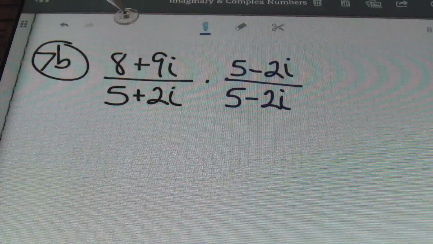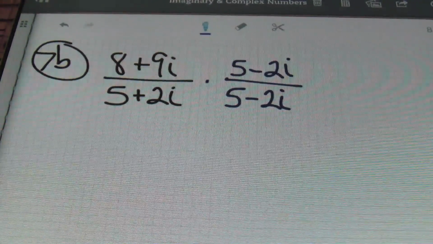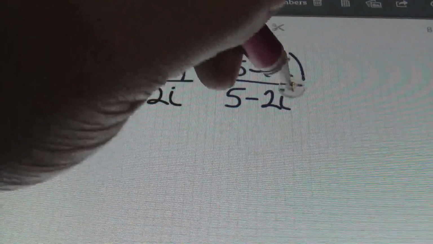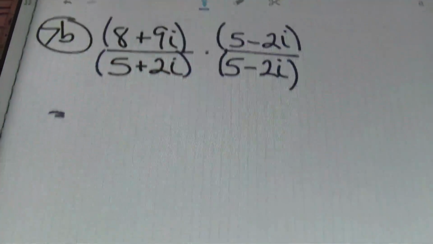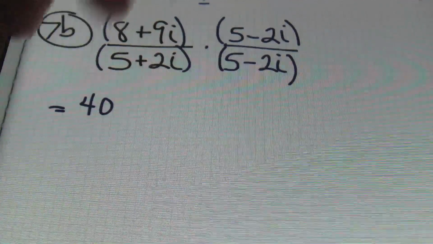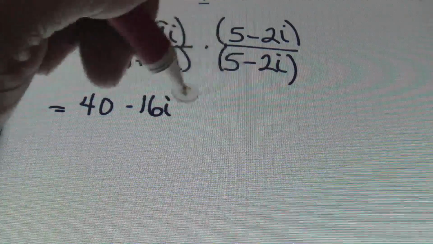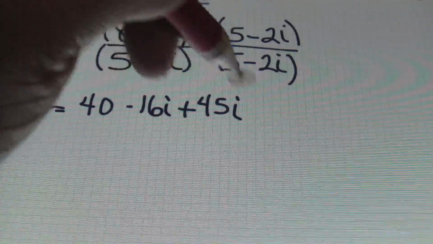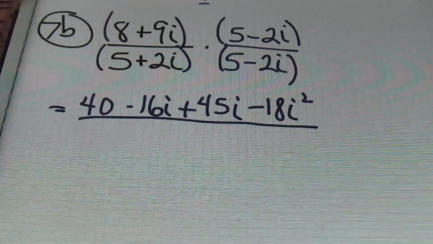And notice that we end up with a binomial times a binomial, not only in the numerators, but also in the denominators. So we'll be using the distributive property, aka foiling these out, in order to get our next step. So here we are. We'll multiply 8 times 5 to give me 40. 8 times negative 2i is going to be negative 16i. 9i times 5 is 45i. 9i times negative 2i gives me negative 18i squared, and all of this is going to be over.